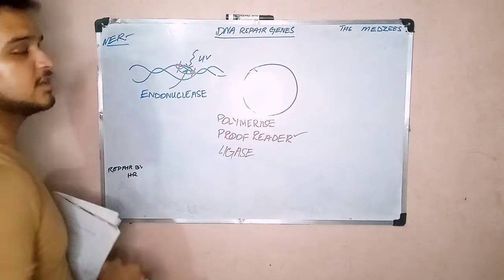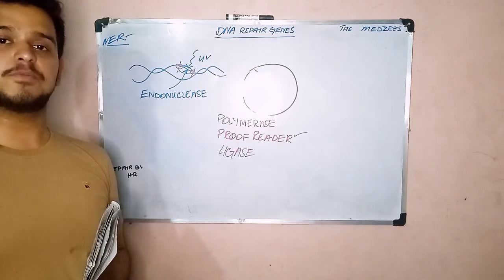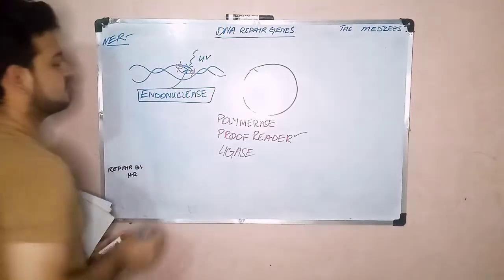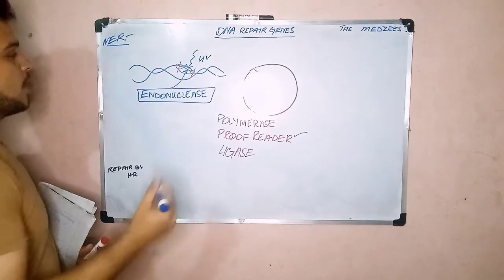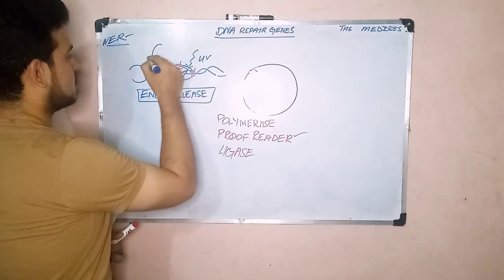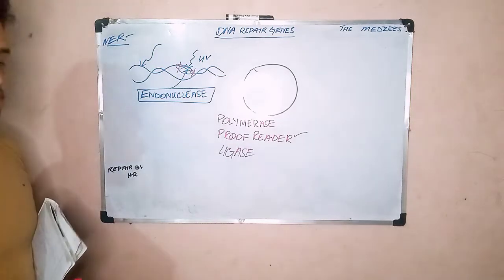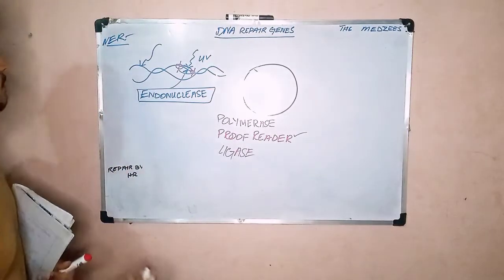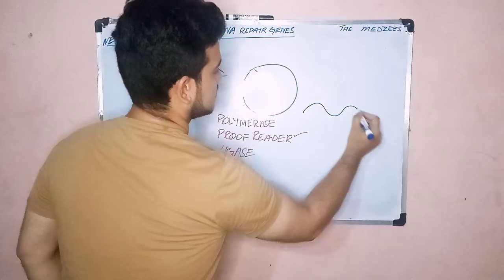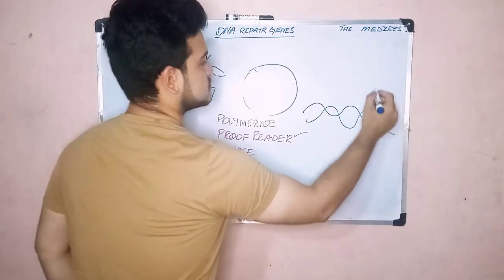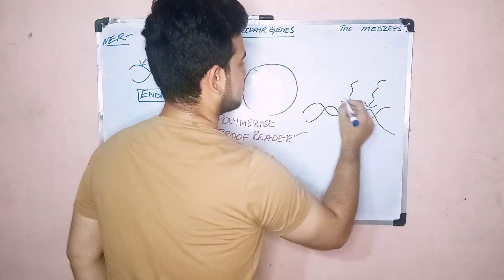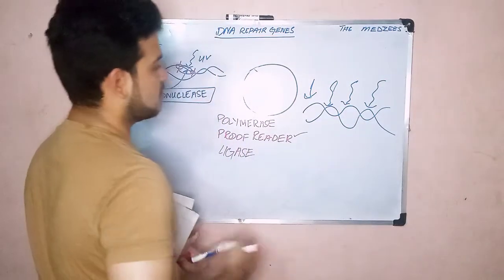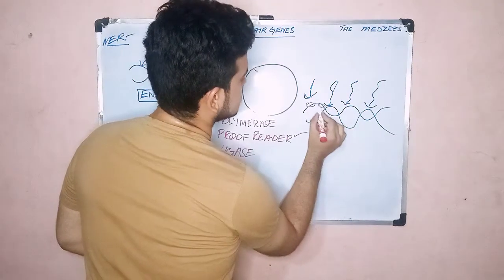But in people with nucleotide excision repair mutation or cancer, this endonuclease is defective. So now when sunlight falls on their skin, the pyrimidine dimer is not repaired and it accumulates. For example, this is your DNA sequence, and there are so many light rays which are falling on it. Now your endonuclease cannot recognize these pyrimidine dimers.